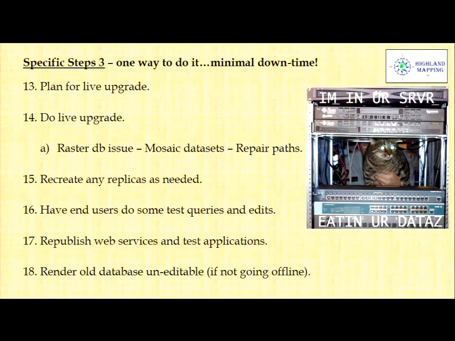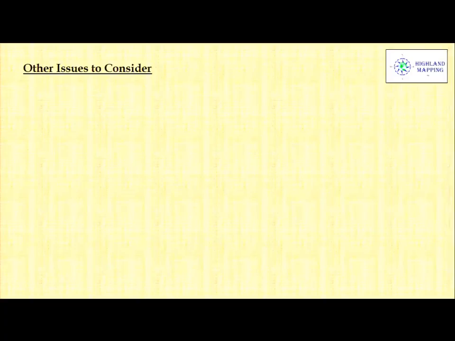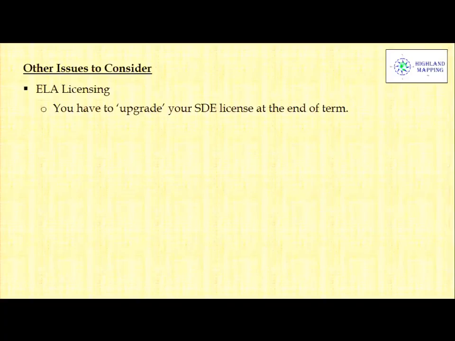And then another key thing to remember, render the old database uneditable. One of the worst things that could ever happen is you do an upgrade and then find out that somebody down the hall is still editing the old database. That is not good. So if you can't just take it offline, which sometimes isn't an optimal solution, at least go in there and unregister everything as versioned so nobody can edit it. Little things like that you don't think about will get you.